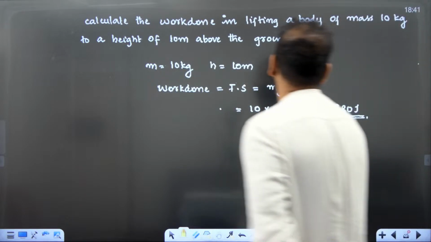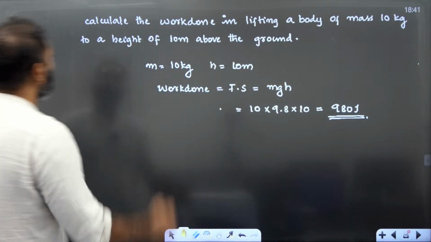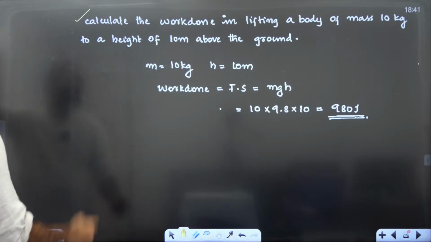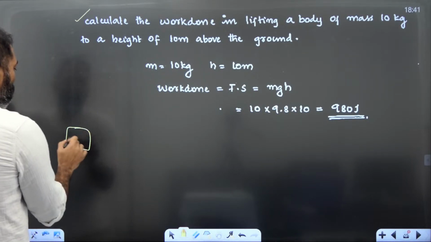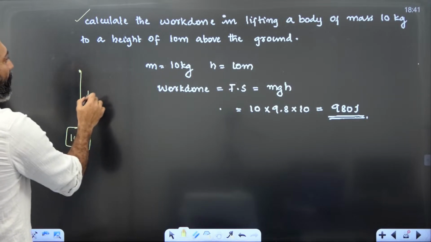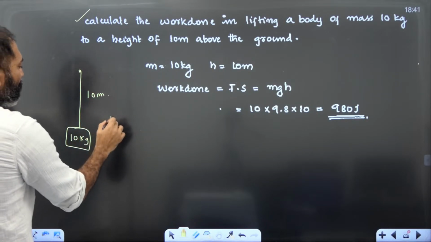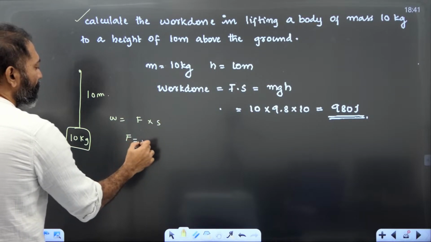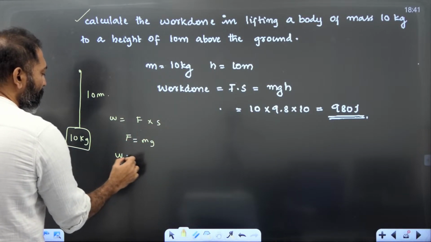Next, calculate the work done in lifting a body of mass 10 kilogram to a height of 10 meter above the ground. Suppose there is a mass of 10 kilogram. We are lifting the body to a height of 10 meter above the ground. What is the work done? Force into displacement. What is the force here? Gravitational force, mg.